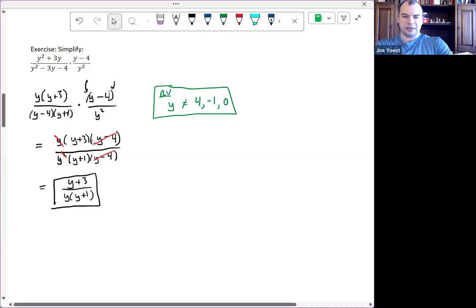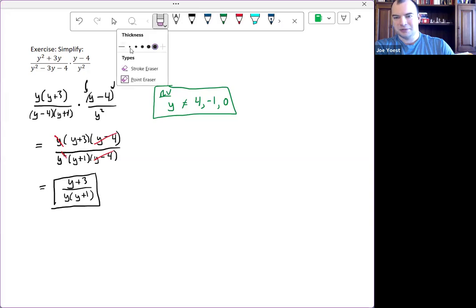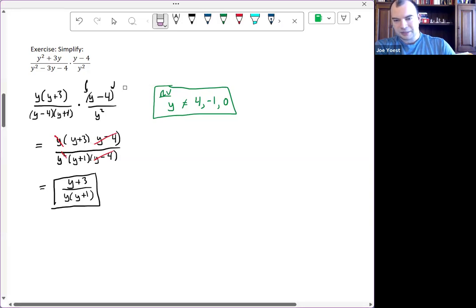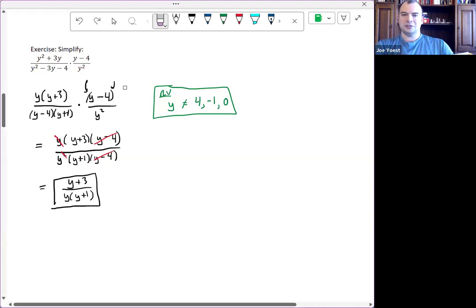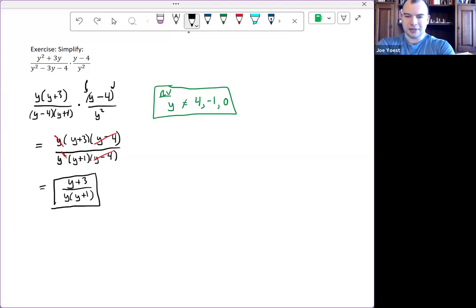I don't want to get to my next step and have something like this, right? y times y plus 3, and then what looks like multiplied by y, all of that, and then subtract 4. That would not be correct, right? I'm multiplying the entire first numerator against the entire second numerator, y minus 4. So I do need these grouping symbols, these parentheses, in there.